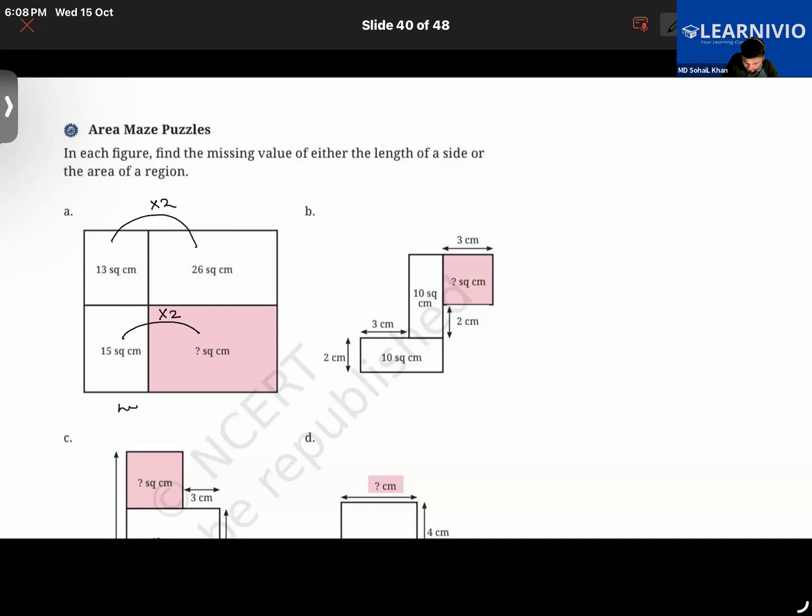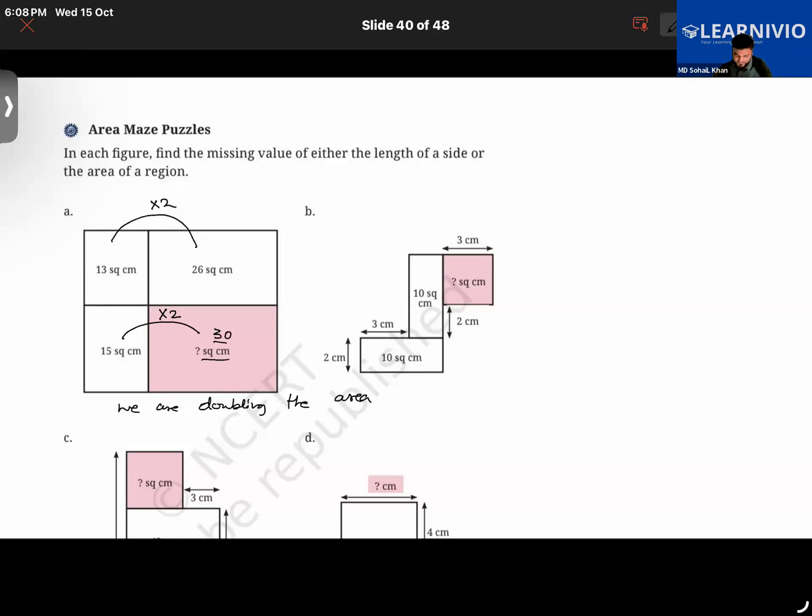You are just doubling the area to get the area of the adjacent shape. So 15 doubled is 30. So that is 30 square centimeter. Hope you have understood that pattern. Good.